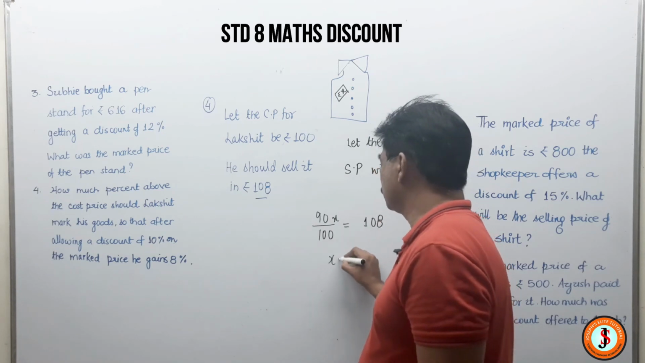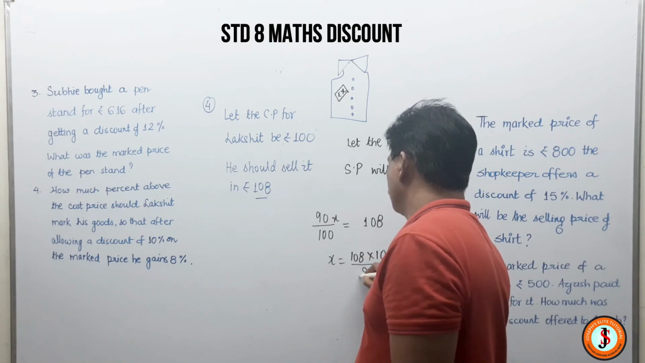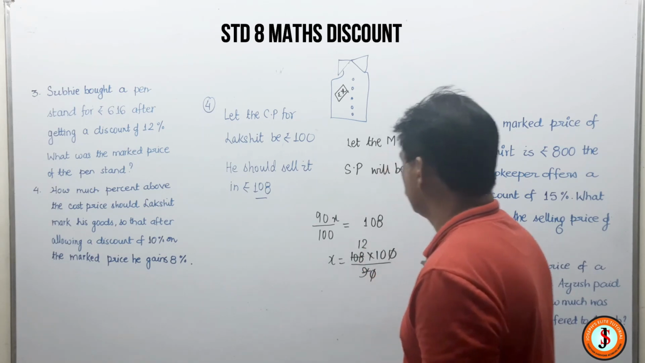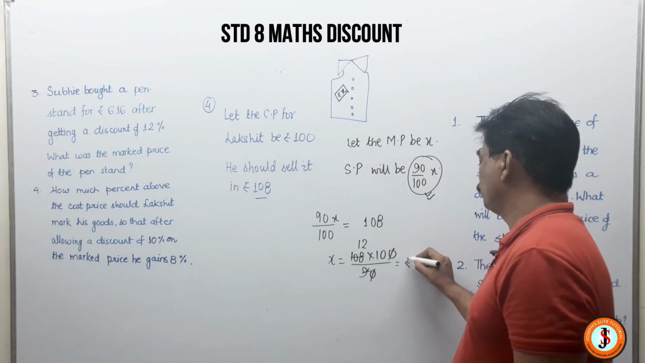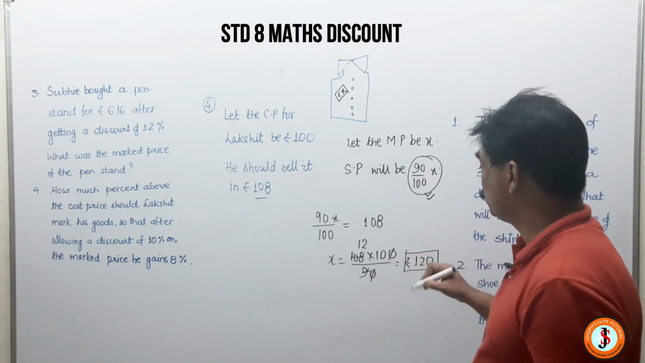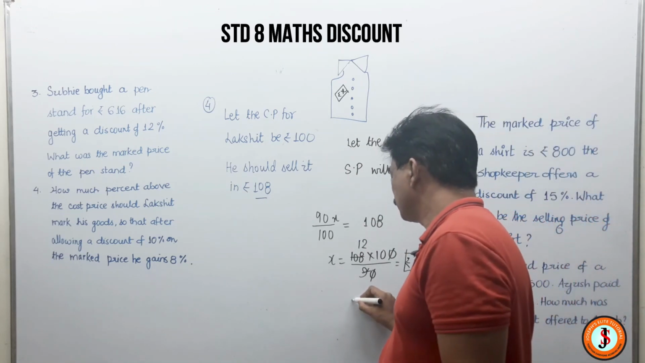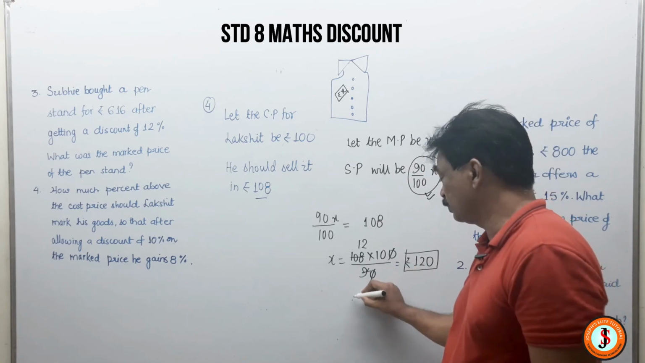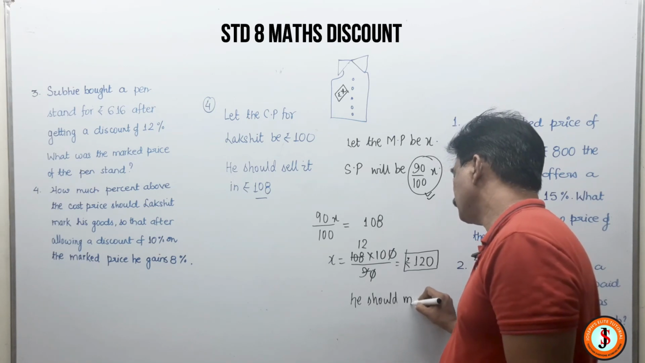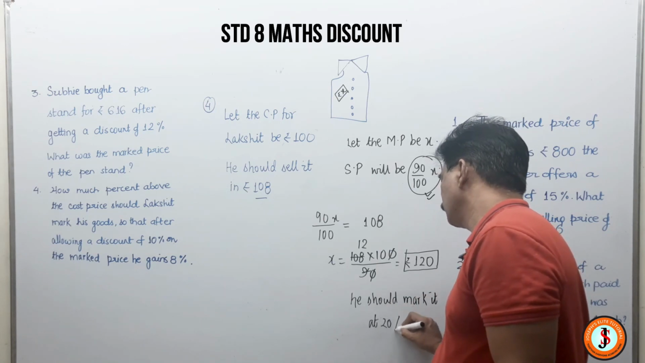So how much is X? Let us see. 108 into 100 divided by 90. This 0 goes. 9 ones are 9, 9 twos are 18. So rupees 120. That means he has bought it at 100 and he has to mark it at rupees 120. That means he should mark it 20% above the cost price.